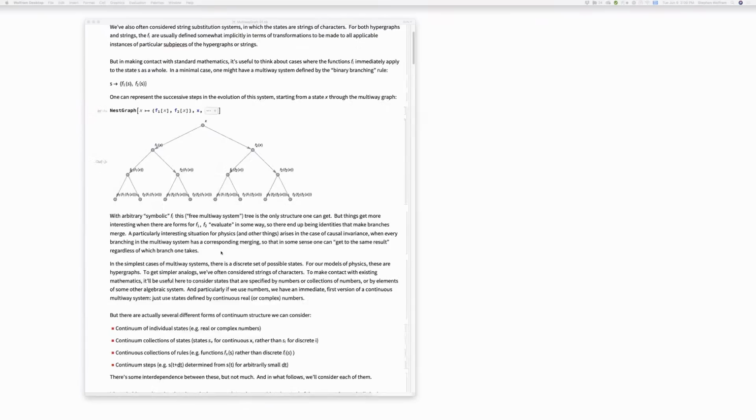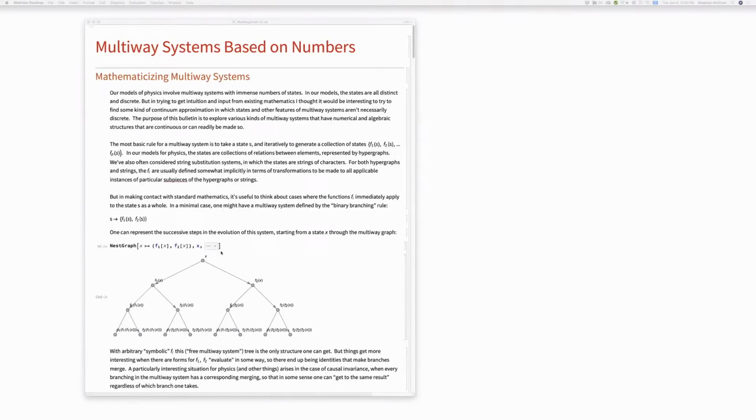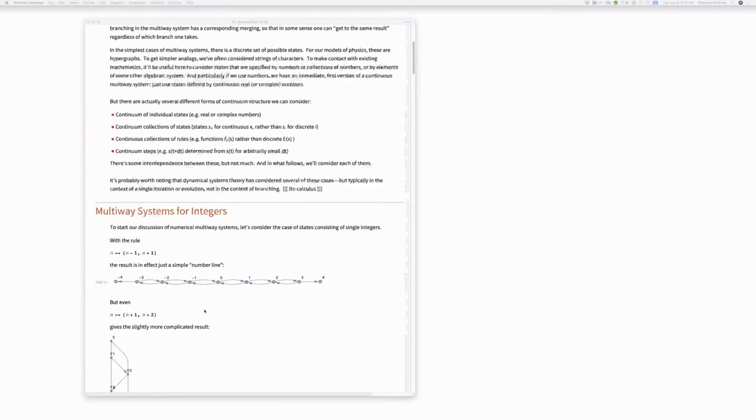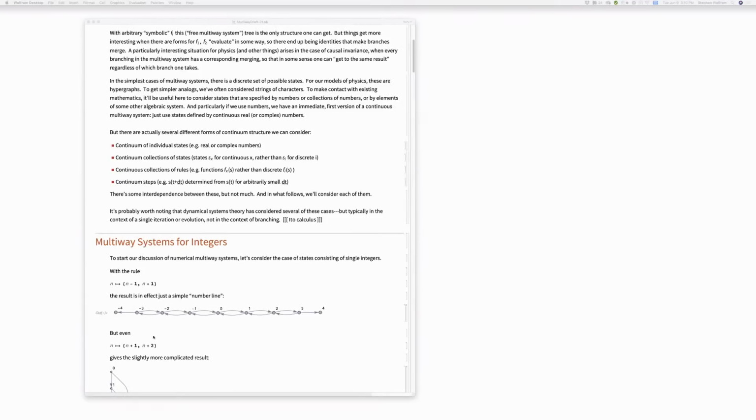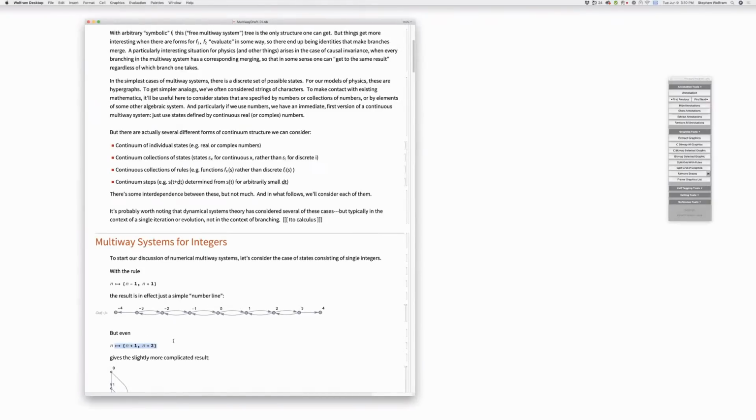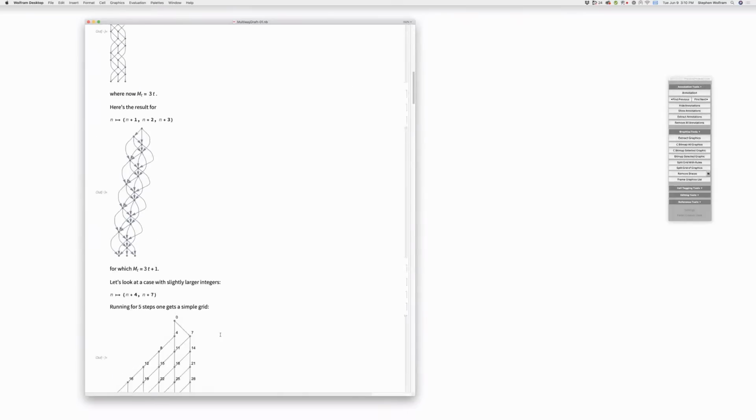Okay, let me set the stage here. What are we talking about? This is a simple version of a multiway system. It's basically saying, take a state X and iteratively map it to F1 of X and F2 of X. If we do that with symbolic F1 and F2, we get a tree that looks like this. So now the question is, what happens if you do that in practice, in the wild? Let me show you an example just to get started.